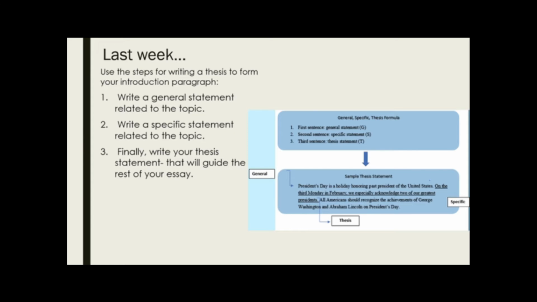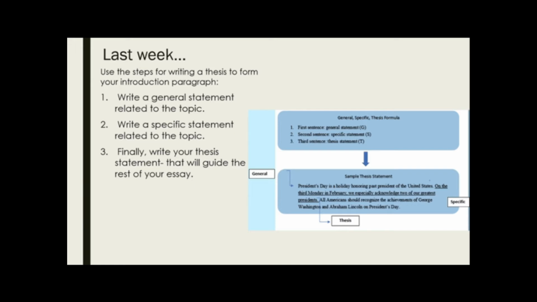The example that you watched me give last week was, President's Day is a holiday honoring past presidents of the United States. On the third Monday in February, we especially acknowledge 2 of our greatest presidents. All Americans should recognize the achievements of George Washington and Abraham Lincoln on President's Day. We put these together to create the introduction statement, or the introduction paragraph.